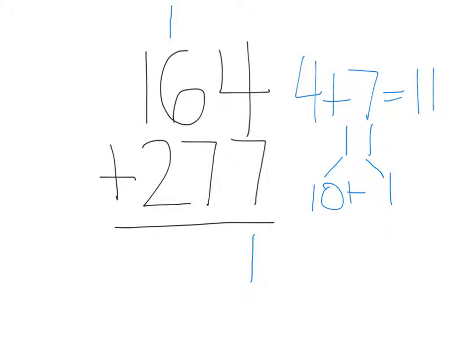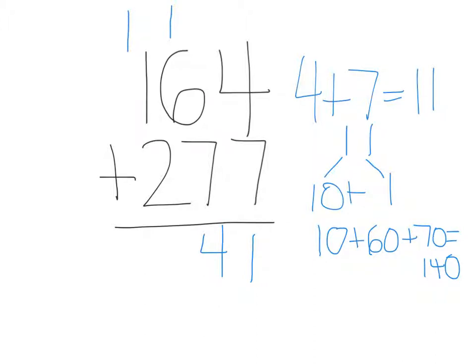And now I have 10 plus 60 plus 70, which is 140. I can record that 40 in my tens place, but I have to take that new 100 I've created to my hundreds place. And now I have 100, 100, and 200, giving me 441.